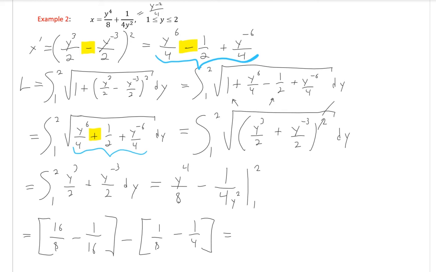All right, make these all over 16, I guess, to make it easier. 32 over 16 minus 1 over 16 minus 2 over 16 plus 4 over 16. So minus 3 plus 4, that's a plus 1 overall. So that's 33 over 16 overall.